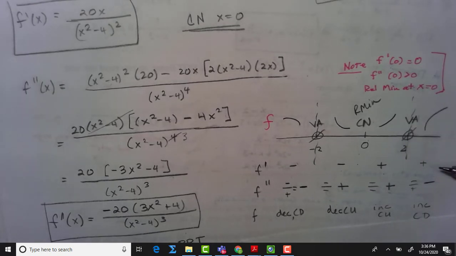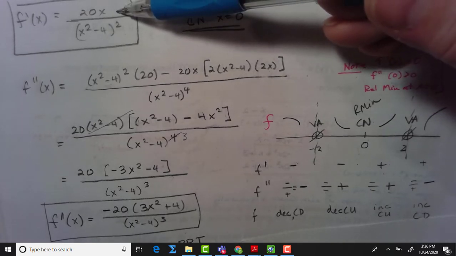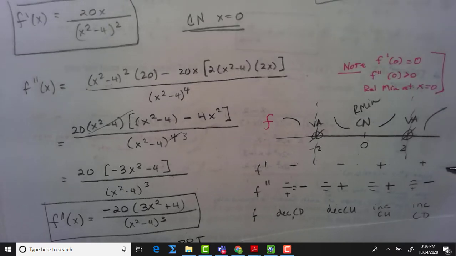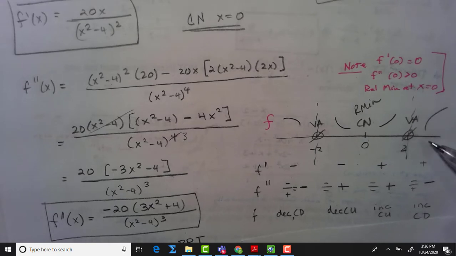I'm picking a number larger than 2. Again, in the first derivative, we will be positive on top. And on the bottom, we will be positive. So first derivative is positive because the denominator is always positive in the first derivative. In the second derivative, the numerator is always negative. When we pick a number larger than 2, the denominator will be positive. So we are negative. So we have an increasing concave down function.